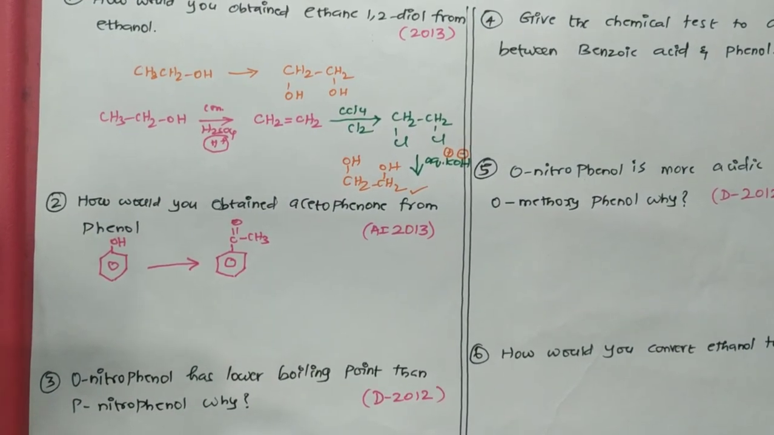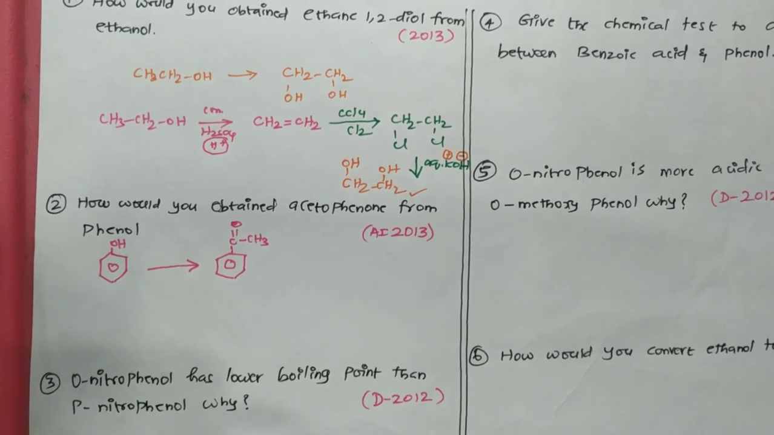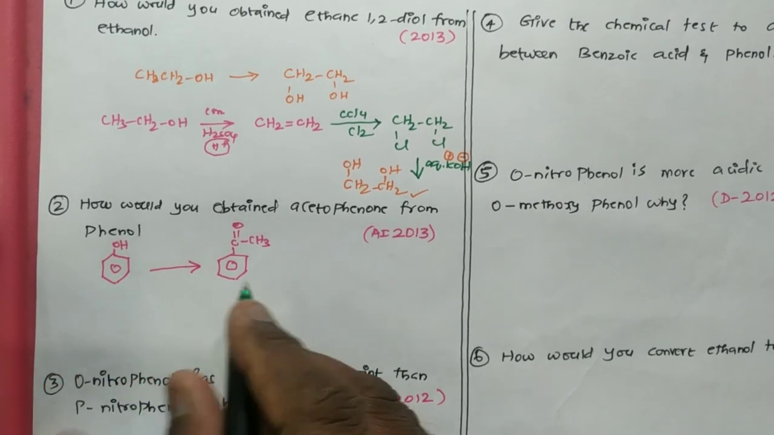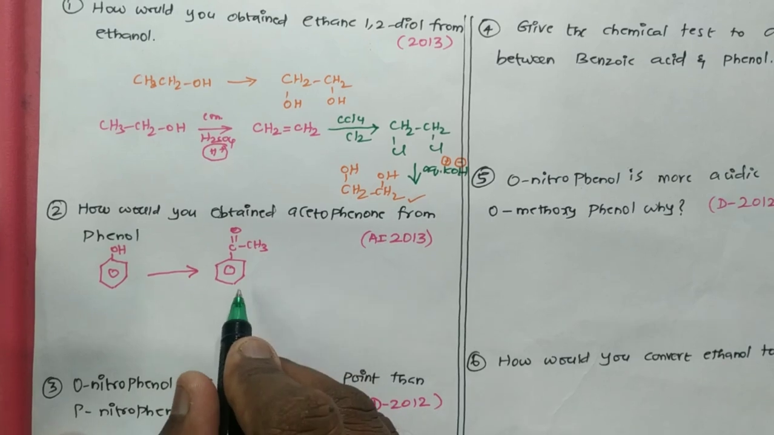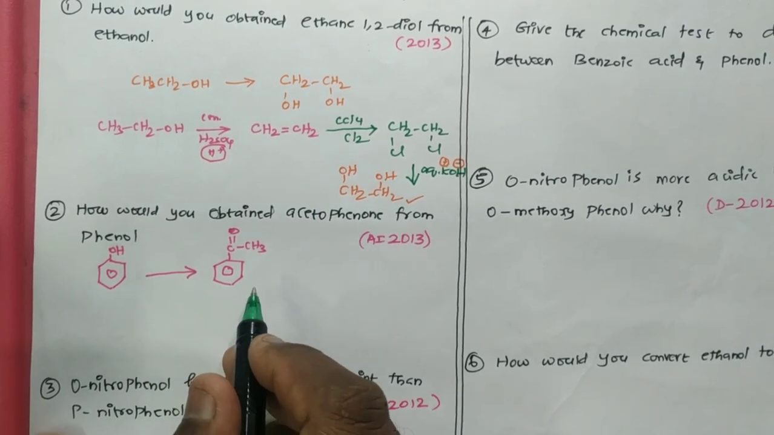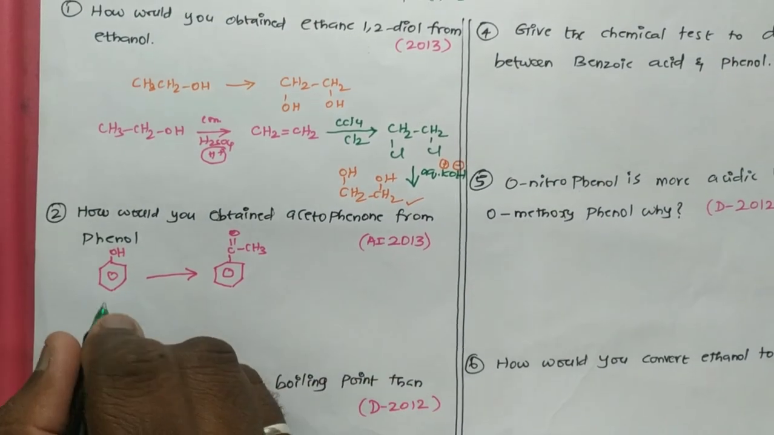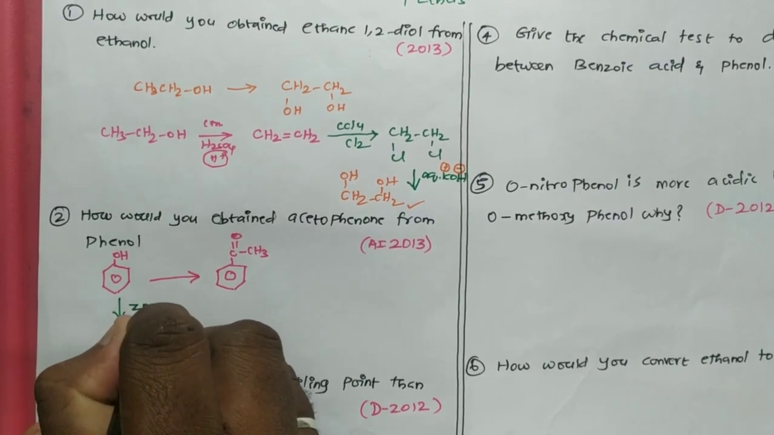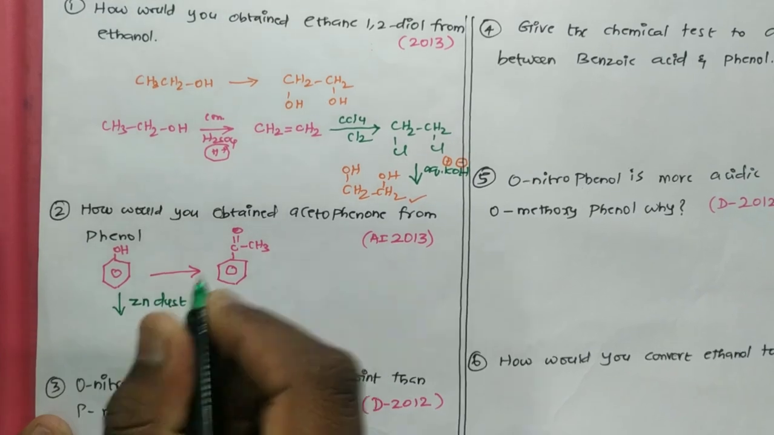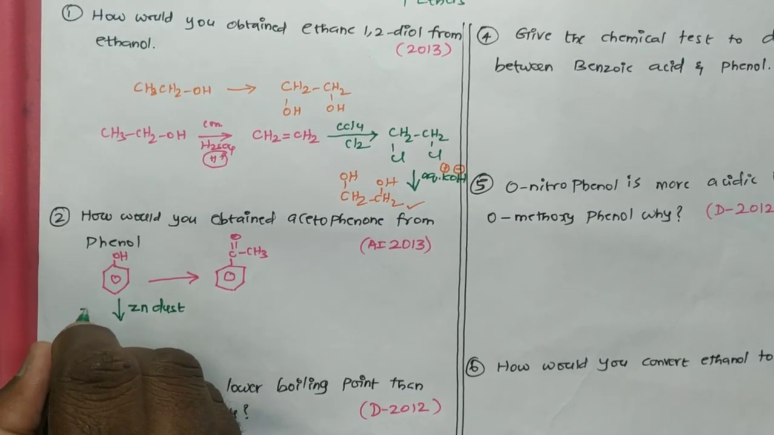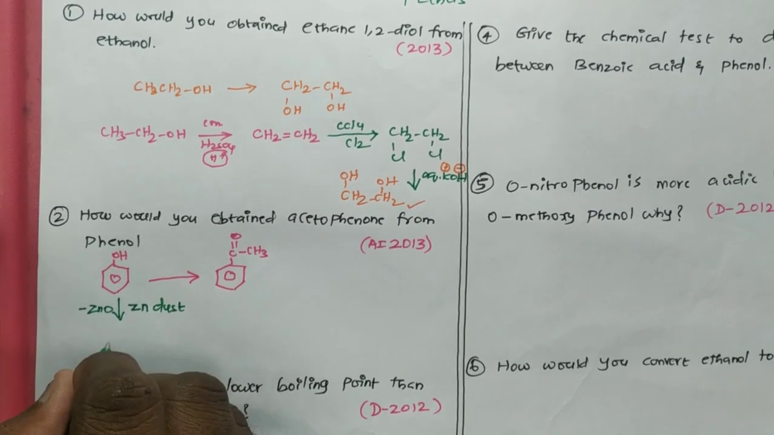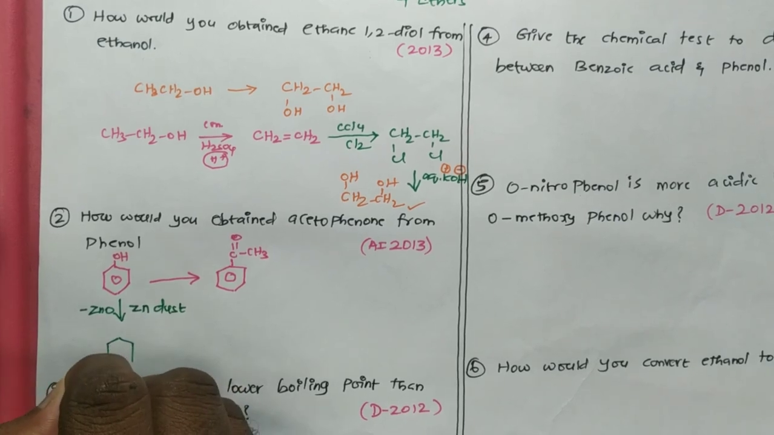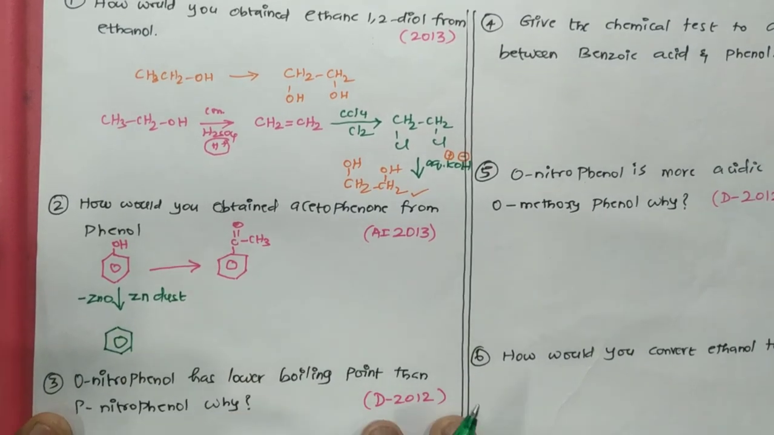So it's nothing but an acetylation reaction. Before that, I have to convert this phenol into benzene. After that, I have to acetylate it using the Friedel-Crafts reaction. Now I have to convert this phenol into benzene. For that, I use zinc dust. Once I use the zinc dust, the oxygen is eliminated as zinc oxide, and by that way I'll be getting benzene.